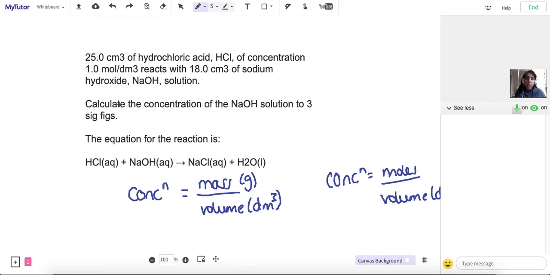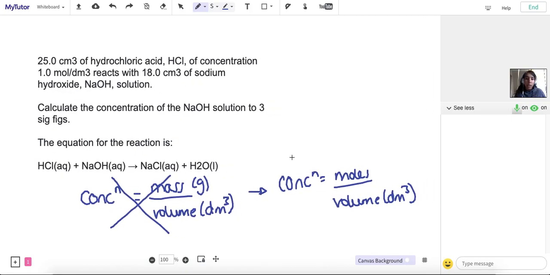Okay, so if we have a look in our question, we can see that we have a volume of hydrochloric acid and a concentration in moles per decimetres cubed. And then we also have a volume of sodium hydroxide. So that means we have no masses, in which case we will not be using this equation, we will only be using this one here.